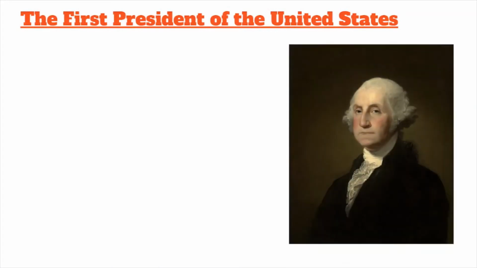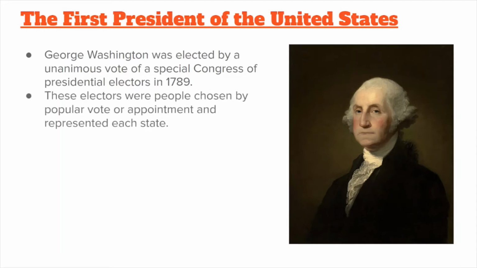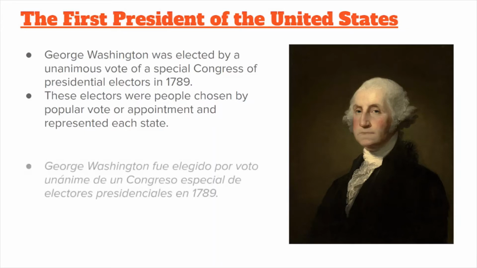The first president of the United States, primer presidente de los Estados Unidos. George Washington was elected by a unanimous vote of a special Congress of presidential electors in 1789. These electors were people chosen by popular vote or appointment and represented each state.